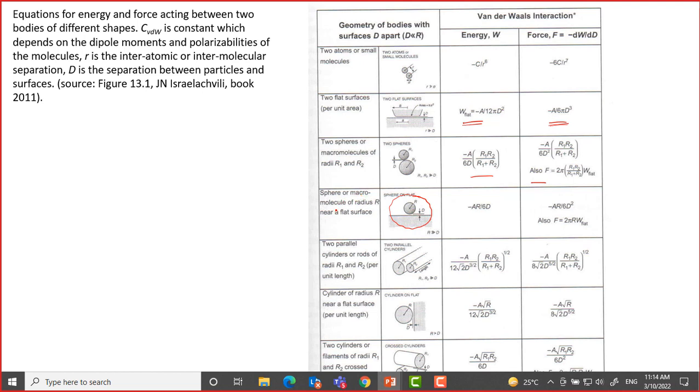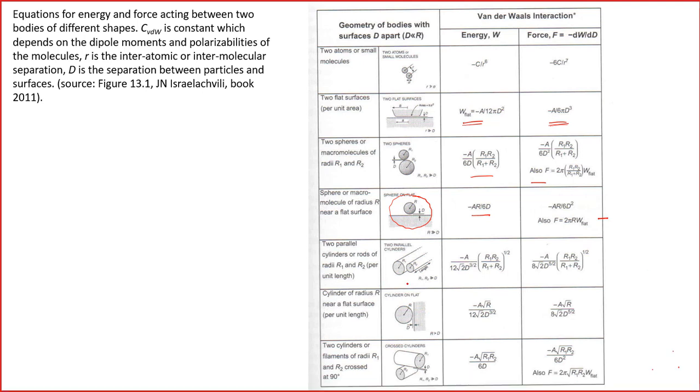Sphere or micromolecule of radius r. So these are all bigger size, not atomic. These are not atoms, but bigger size particles. We can use these equations. And for parallel cylinders, we have this. So these two parallel cylinders, then cylinder on a flat surface, and cylinder on cylinder in a crossed geometry.